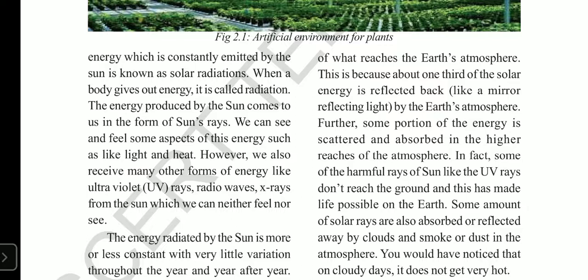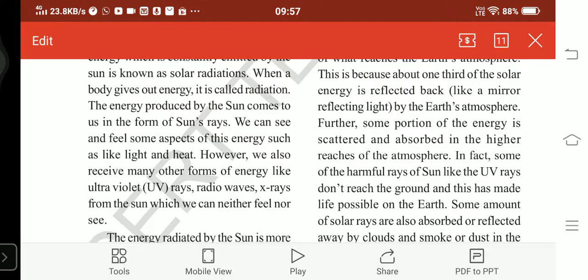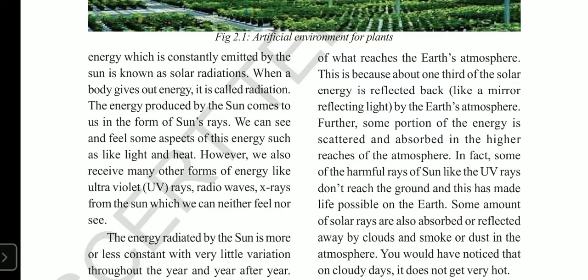When you face a mirror towards the sun, you will see that the sun rays which fall on the mirror are reflected. Similarly, we see that the solar radiation coming to the earth's surface, in that little portion only is absorbed by earth, and the remaining part of the solar radiation is reflected back instead.